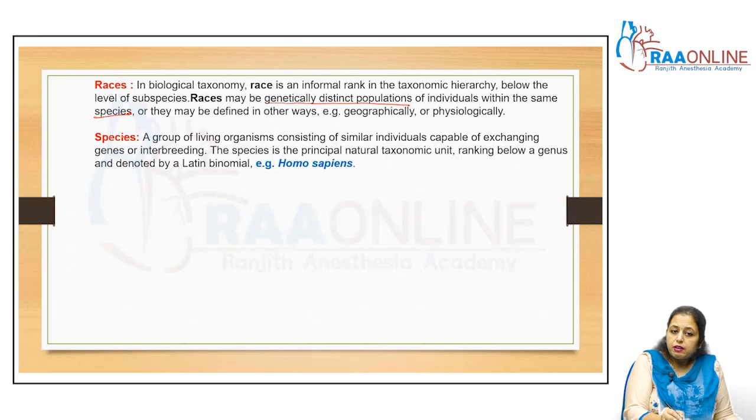When we talk about species, you know about species, right? But we'll discuss a little bit about that. A group of living organisms which consists of similar individuals capable of exchanging genes or interbreeding, right? So the species is the principal natural taxonomic unit, just below the genus, and it is denoted by the Latin binomial. For example, in Homo sapiens, Homo is the genus and sapiens is the species.